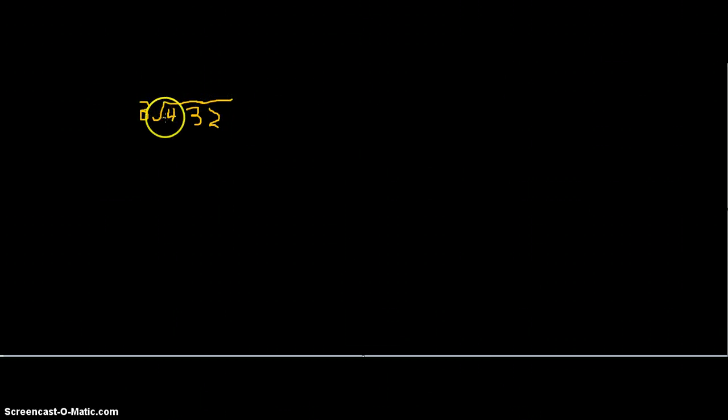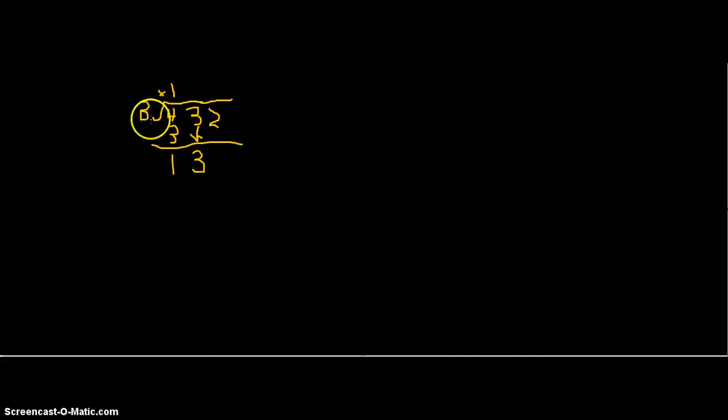Okay, 3 goes into 4 one time, only one time. So you multiply 3 times 1 is 3. Now subtract: 4 minus 3 is 1. Bring down the 3.